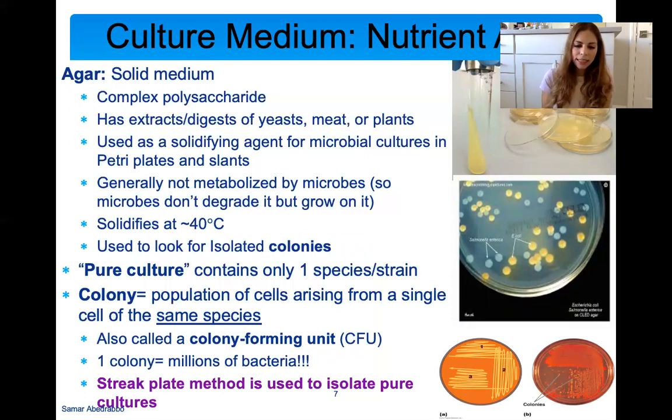So if a scientist is specifically interested in seeing if a culture is a pure culture or a mixed culture, you can just streak it on an agar plate, and if all the colonies don't look the same, you know it's a mixed culture. But if they all look the same in terms of texture, shape, and color, which is a big indication, then you know it's a pure culture.